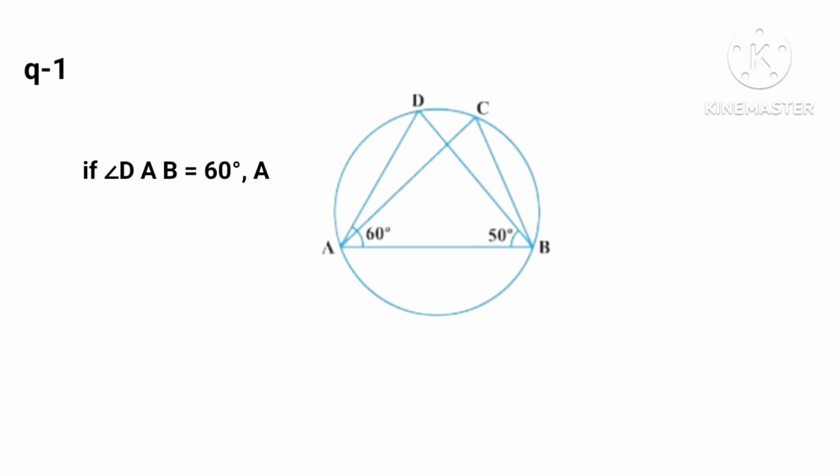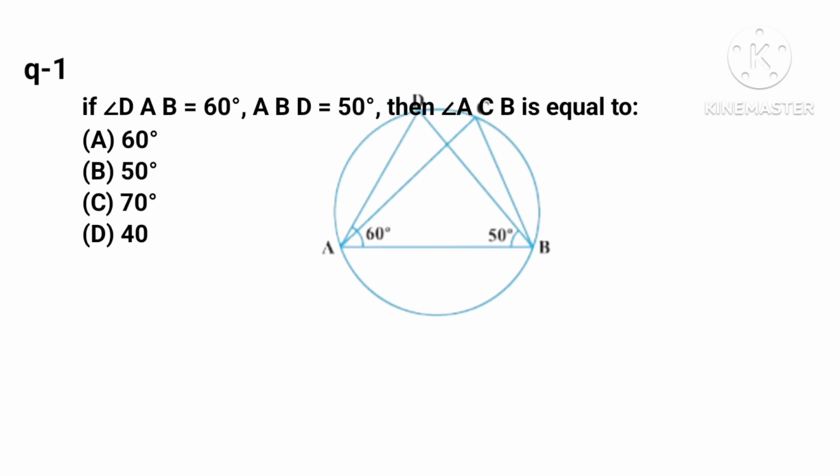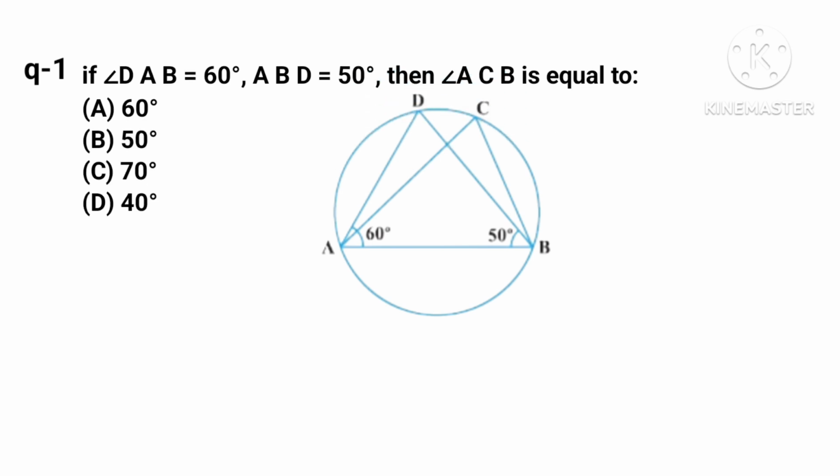We now take up first question. If angle DAB equals 60 degrees, angle ABD equals 50 degrees, then angle ACB is equal to: A. 60 degrees, B. 50 degrees, C. 70 degrees, D. 40 degrees.